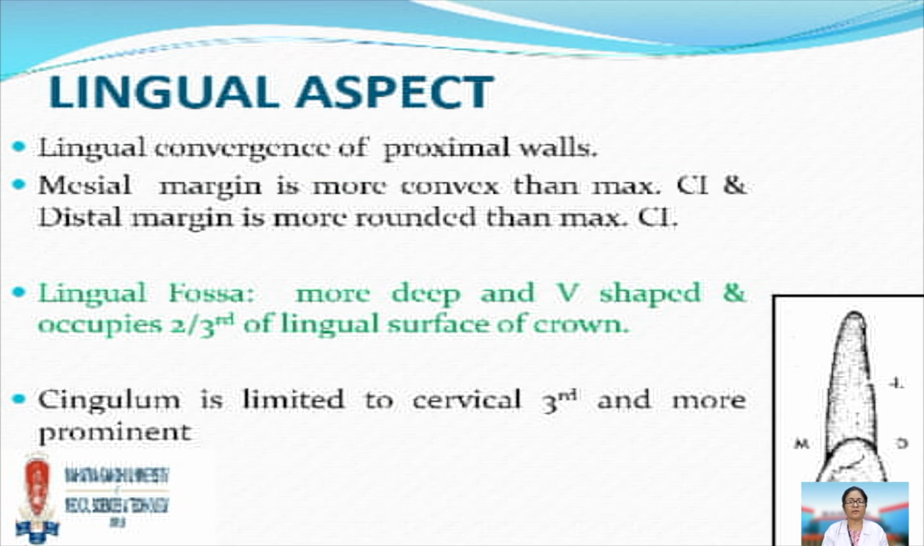Lingual aspect. The lingual side shows convergence because the proximal surfaces converge lingually. Therefore, the lingual surface is shorter than the labial surface. The mesial margin is more convex than the central incisor, and the distal margin is also more rounded than the maxillary central incisor.